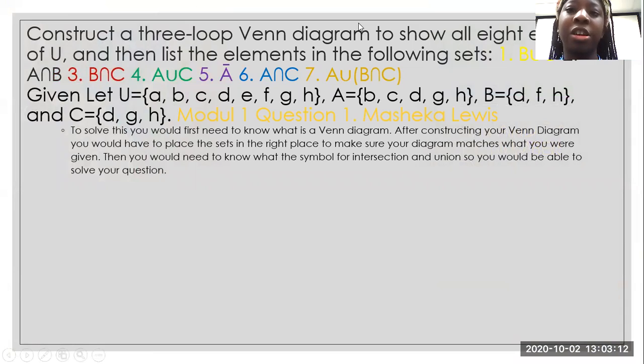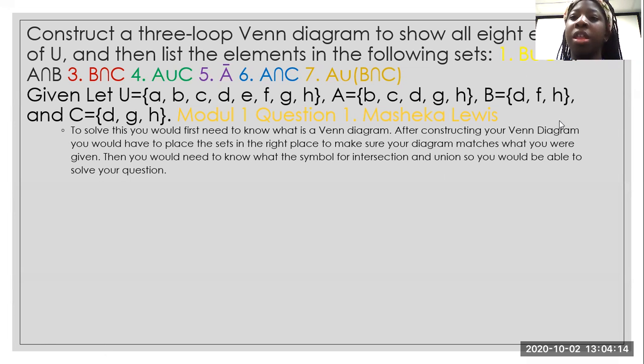Okay, the first question is to construct a three-loop Venn diagram to show all eight elements of U. It then lists the three elements of the following sets. These are what we're looking for and what we're solving for.